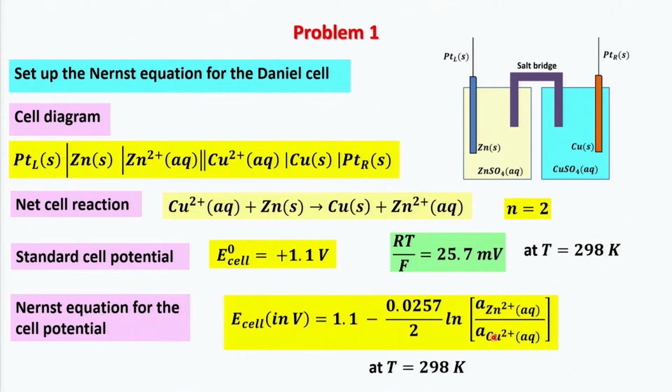But you must remember that this particular value is valid at 298 Kelvin. Most experiments employ this temperature because that is a normal room temperature in a wide variety of cases, and therefore, this equation can be directly used to find out E cell as a function of concentration of the two solutions given here.